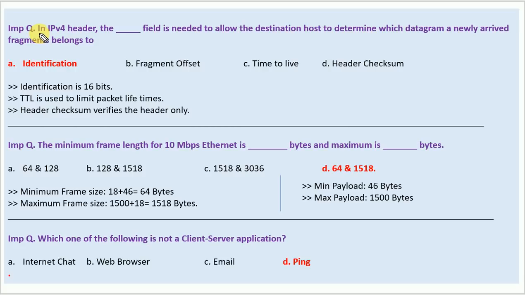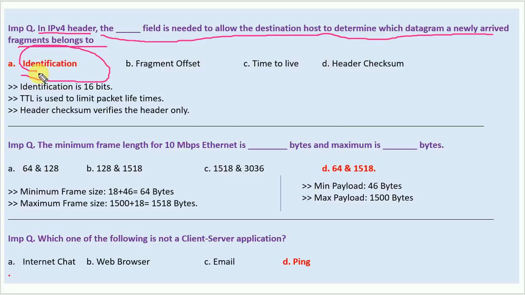In one of the examinations, it was like: in the IPv4 header, the dash field is needed to allow the destination host to determine which datagram a newly arrived fragment belongs to. Okay, so which functionality present in the IPv4 header does this? This is done by identification. Identification is 16 bits, as we have seen in that video. Again, I am telling you, just go and watch that IPv4 and IPv6 series. We have discussed all the components involved in the IPv4 header, their size, their functionality, everything. So identification is 16 bits. It's also very important. This is used to determine which datagram a newly arrived fragment belongs to. Okay, this is done by identification.